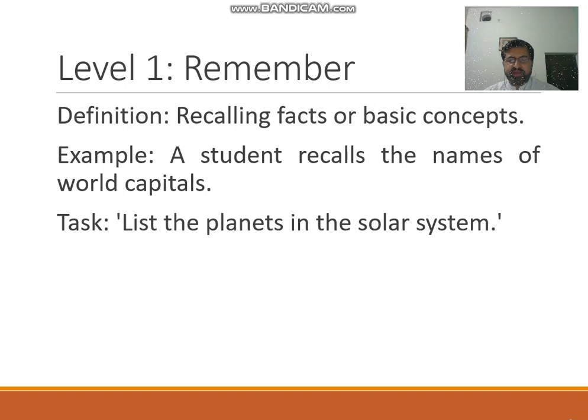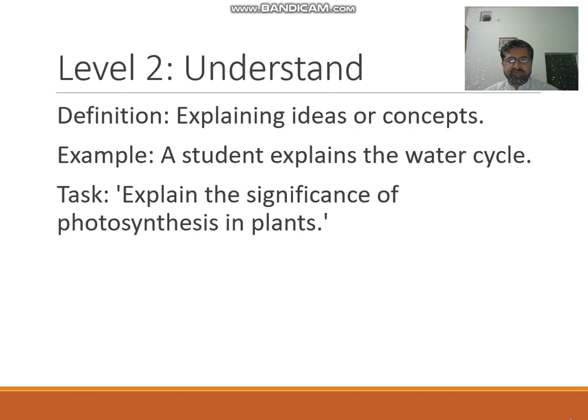Level 1 is remember. It means recalling facts or basic concepts. For example, a student recalls the names of world capitals; the task is to list the planets in the solar system. So the first level is only related to remembering activities. Level 2 is understand. It means explaining ideas or concepts. For example, a student explains the water cycle. It is related to understanding. Its task or activity is to explain the significance of photosynthesis in plants.